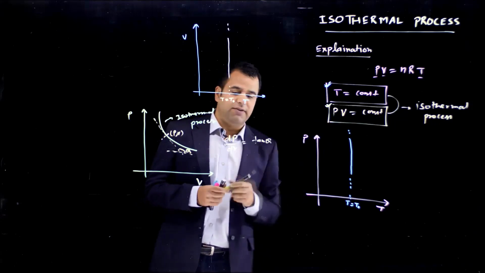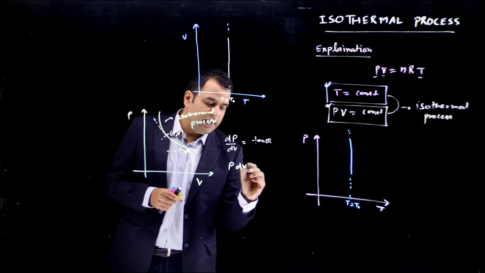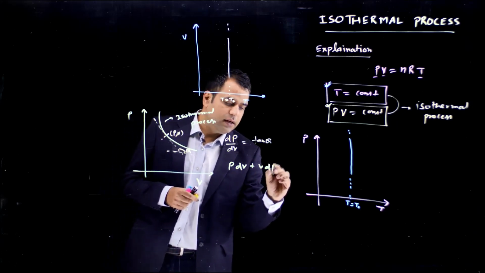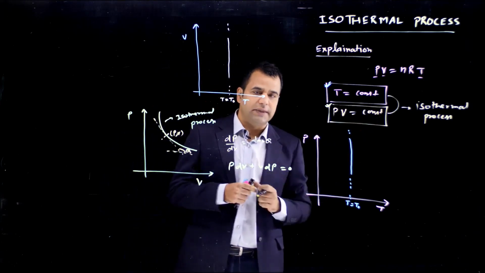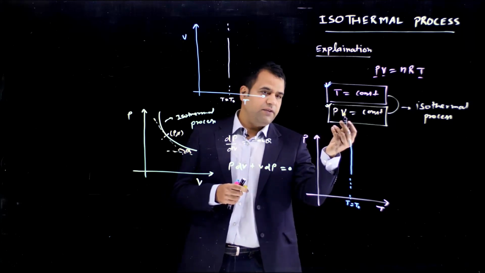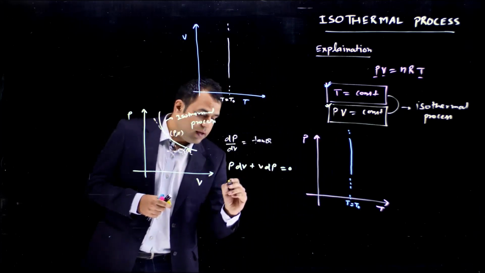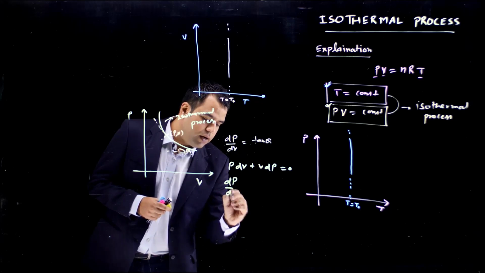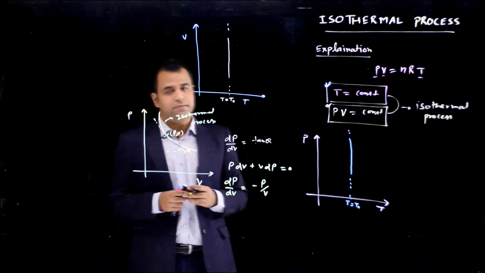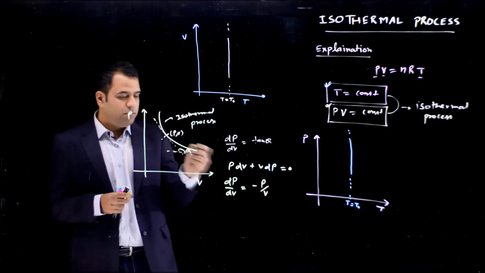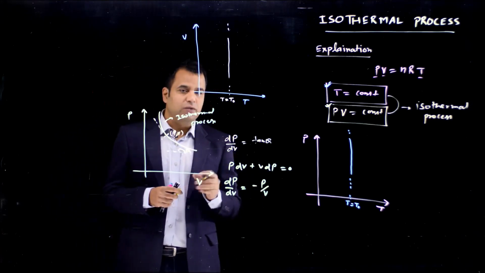So if I differentiate this equation, on differentiating PV = constant, I'll be getting P dV + V dP = 0. I'm differentiating these two variables. On the right hand side, everything is a constant. So one by one I differentiate. First I differentiate V, keeping P constant, then I differentiate P, keeping V constant. And here the dP over dV value will be equal to minus P by V. So minus P by V will give you the slope at any point. You just have to put the pressure and volume at that point.